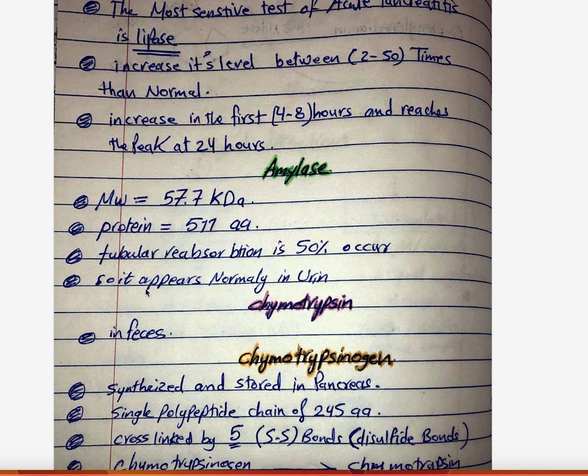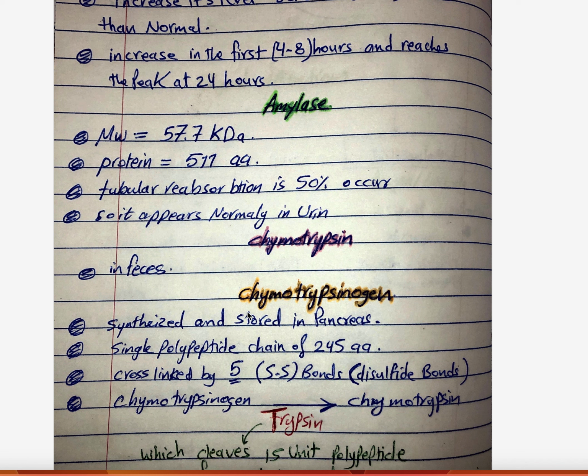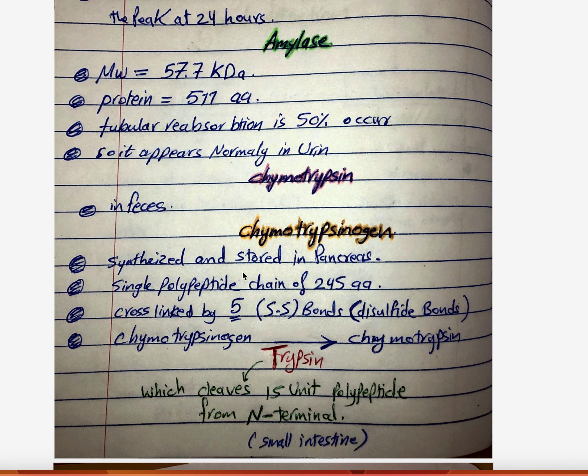And then chymotrypsin appears in the feces. We also have chymotrypsinogen. So amylase, 50% of it appears in the urine, so normally it appears in the urine, and chymotrypsin appears in the feces. Chymotrypsinogen is synthesized and stored in the pancreas, a single polypeptide chain of 245 amino acids.